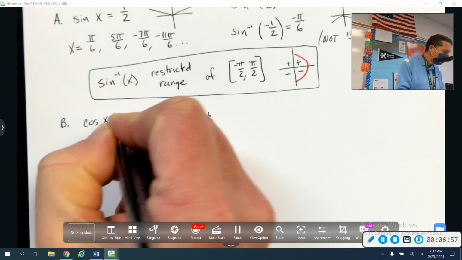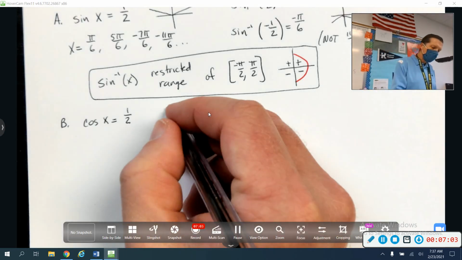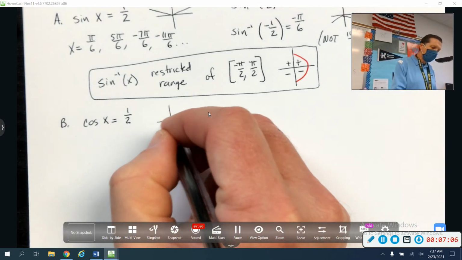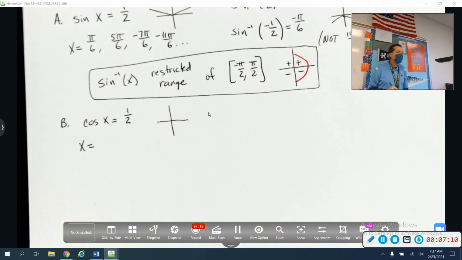All right, let's do cosine. If cosine of x equals 1/2, cosine of x equals 1/2. Where might that happen?